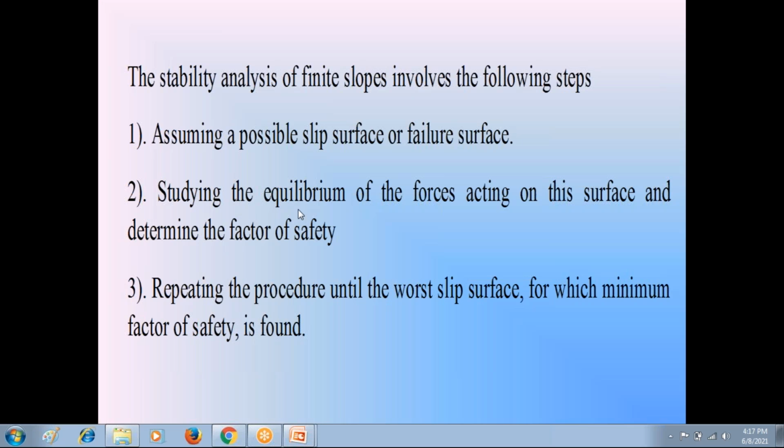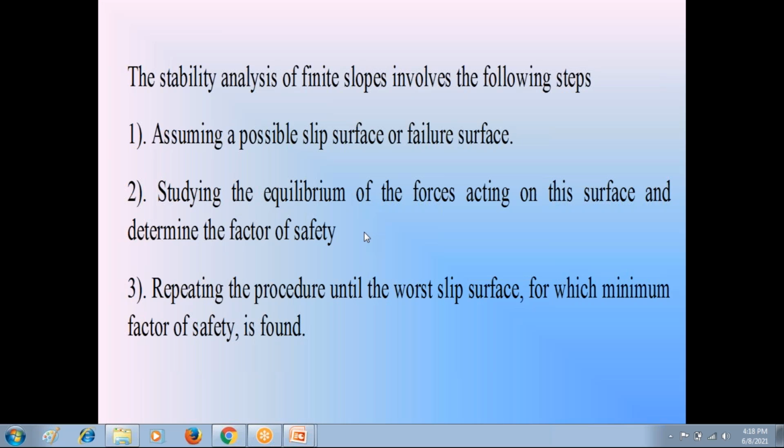Then find out all forces acting on that soil wedge. We know that in the stability analysis of soil slope, some forces cause the failure, some forces prevent the failure. So by knowing the magnitude of all forces acting on that soil wedge, you can calculate the factor of safety. Factor of safety is equal to the magnitude of force resisting the failure divided by the magnitude of force causing the failure.